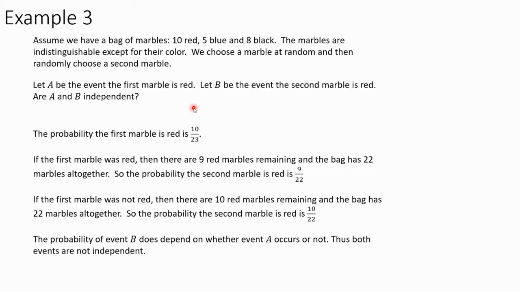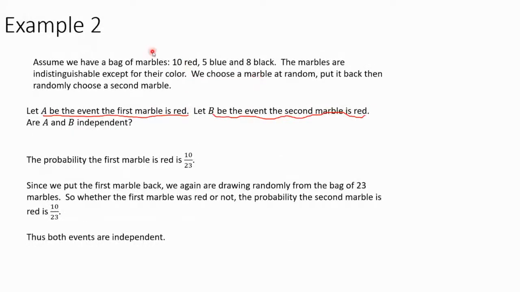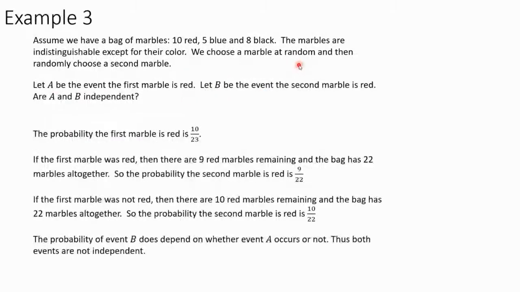Now the question is, are A and B independent? Well, remember, this is not like the previous example, right? In this example too, we chose a marble at random, we put it back, then choose a second one. Here, we're not putting it back. Well, let's see what happens. We have the probability of the first marble, right? That's just going to be 10 out of 23, right? There are 10 red, there's 23 marbles altogether.